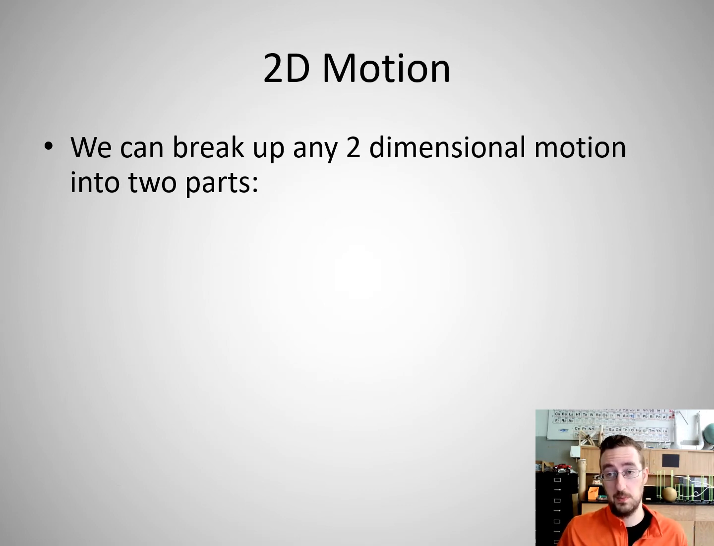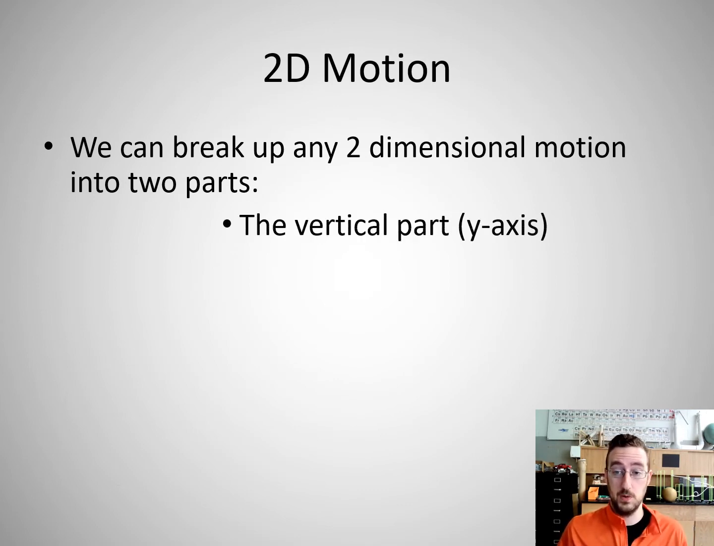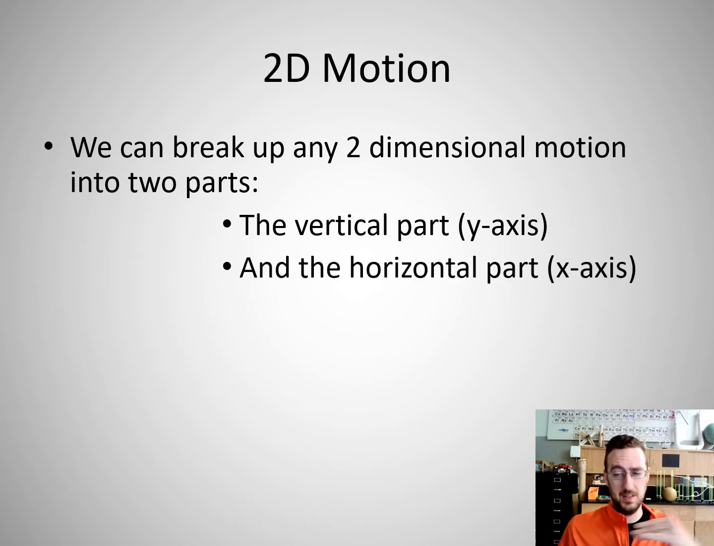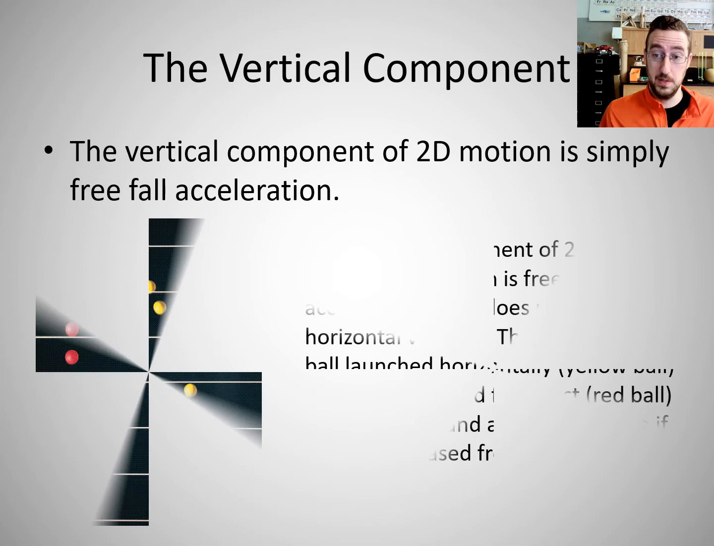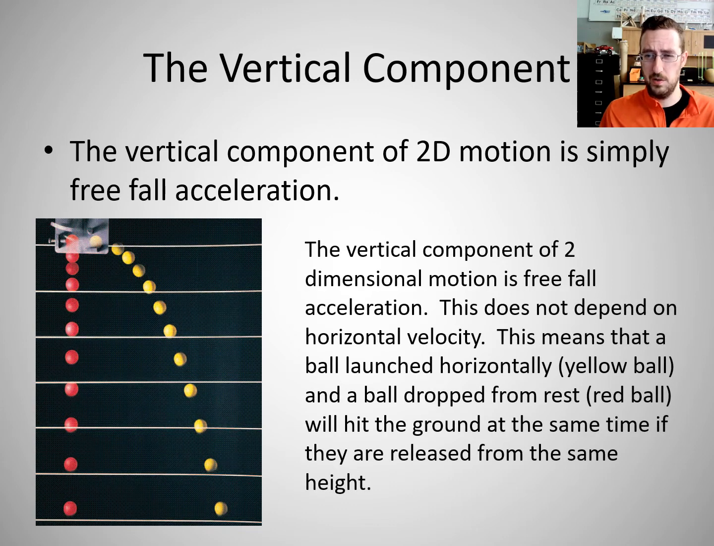So essentially we can break any two-dimensional motion into two parts. The vertical part, like up and down like a y-axis, and the horizontal part, like an x-axis. The vertical component is simply free fall acceleration, the stuff we just got done talking about. So we can think of the vertical component of two-dimensional motion just as free fall acceleration. It doesn't depend on the horizontal velocity at all. So it doesn't really matter for the vertical part how fast the horizontal velocity is. The fall happens the same way.